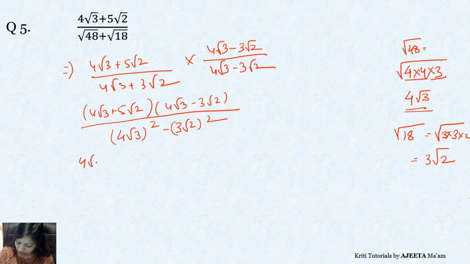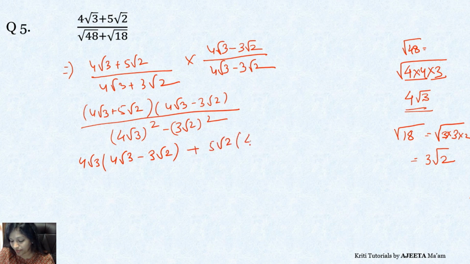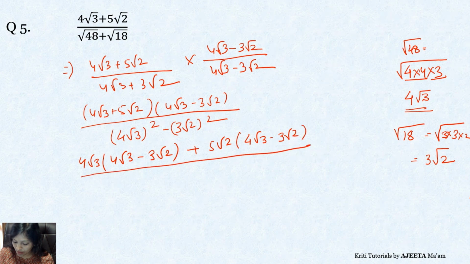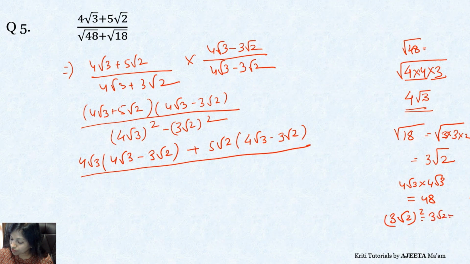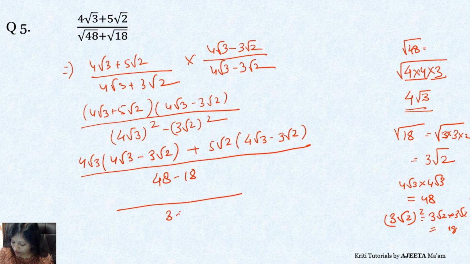Now let's multiply individual terms. And here we get 5 root 2 with the entire bracket. Now 4 root 3 whole square, that will be 48. 3 root 2 whole square, that is you are multiplying 3 root 2 with itself. So what will you get? 18. So 48 minus 18, which is nothing but 30.